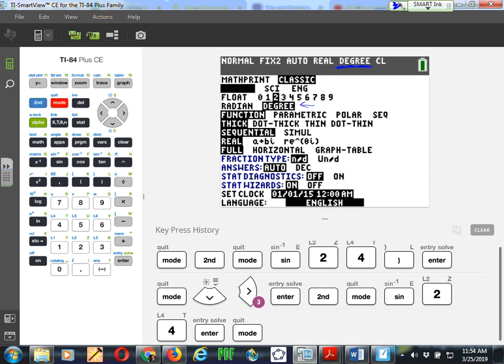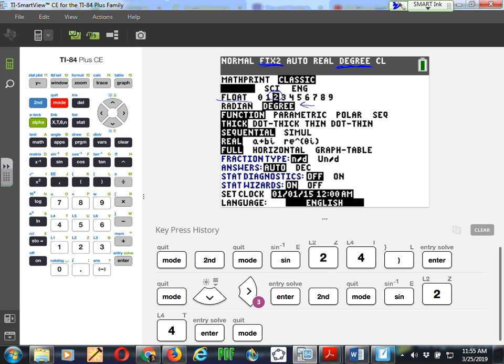I have since then also changed it because we have several problems in a row that ask for answers to the nearest hundredth. I have changed floating point to round to 2 decimal places, and that shows up here. Instead of saying the word float, it says fix 2. It's fixing it at 2 decimal places. And if you're needing to have answers rounded to the nearest hundredth consistently for several problems in a row, that's a handy thing to know how to do.